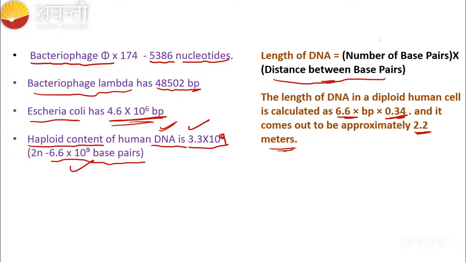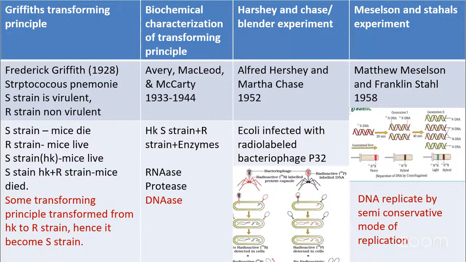Remember this slide. Okay. Fine. Then coming to the experiments, you all know the Griffith experiment, the transforming experiment. In the year 1928, Frederick Griffith took Streptococcus pneumoniae, a bacteria. In Streptococcus pneumoniae, there are two strains.